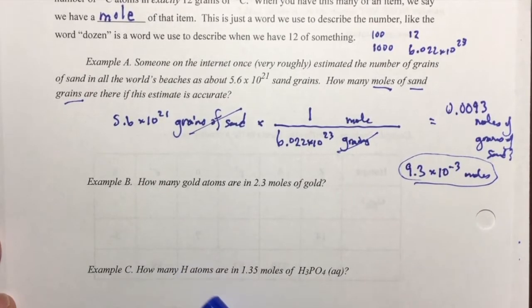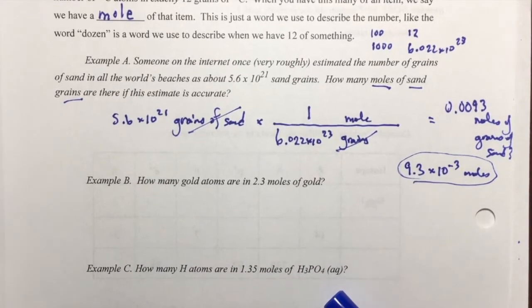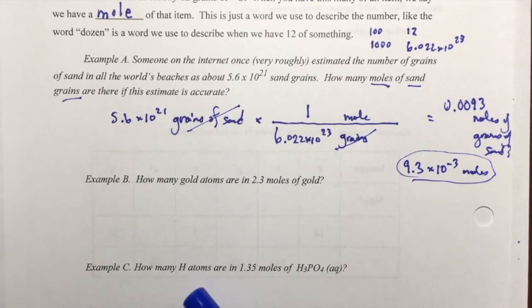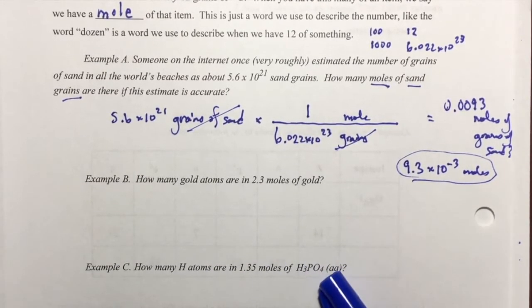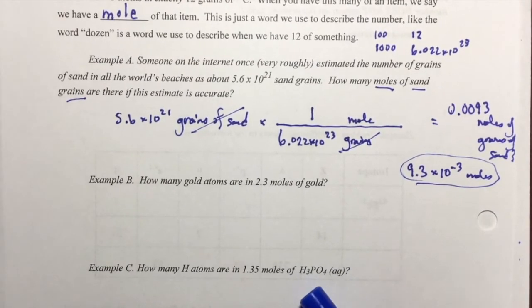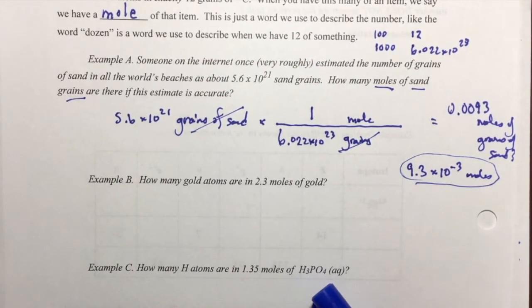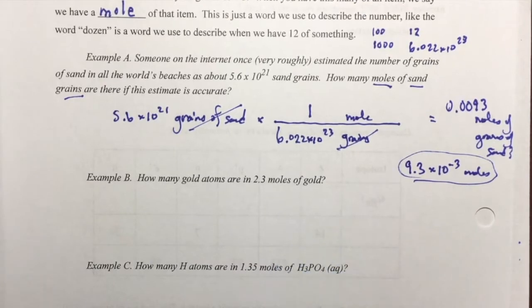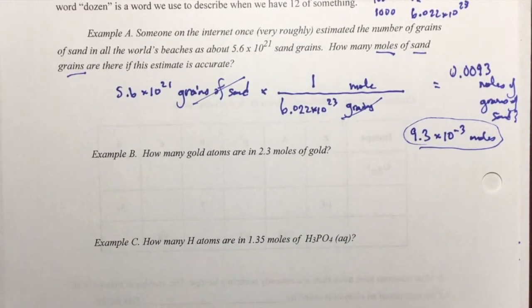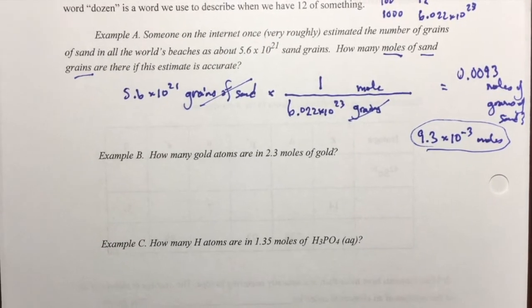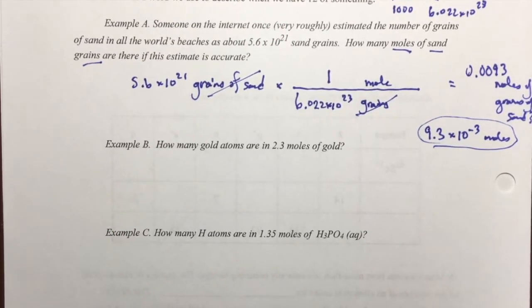Then for example C, this gets to be a little bit more challenging because now we have to figure out how many hydrogen atoms are in that many moles of a compound. And you'll notice there's not just one hydrogen in that compound formula. There are 3 hydrogens. So I'd like for you to try those two, see if you can do those. You might struggle a little bit, especially on example C, but give them a shot, see if you can do them. Pause the video and then resume when you are done, and we'll go through it together.